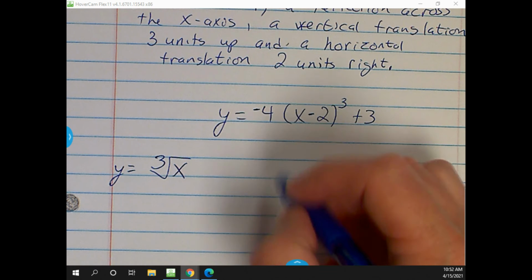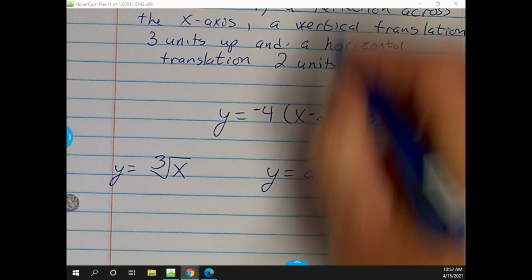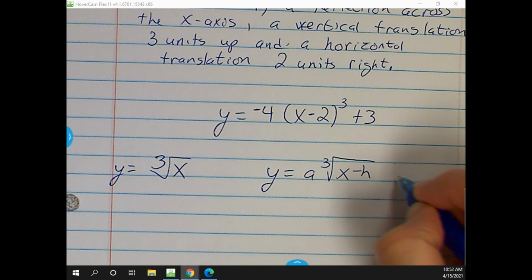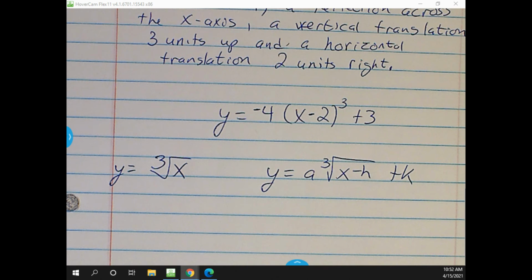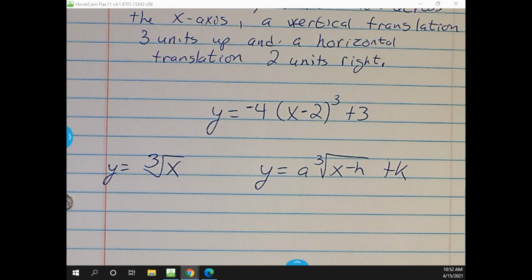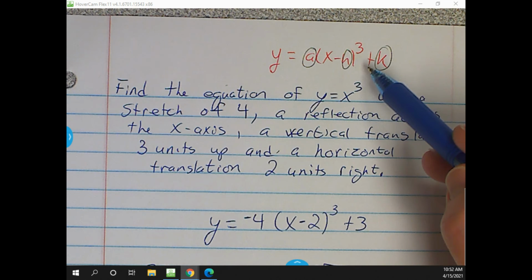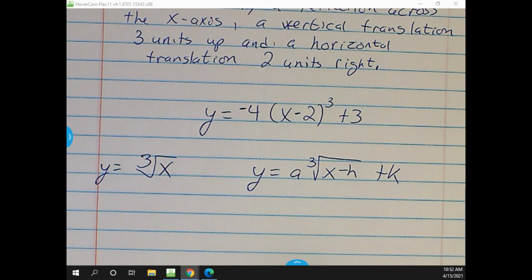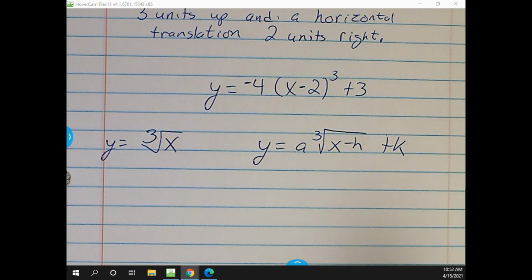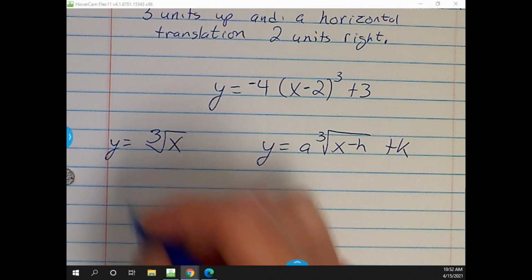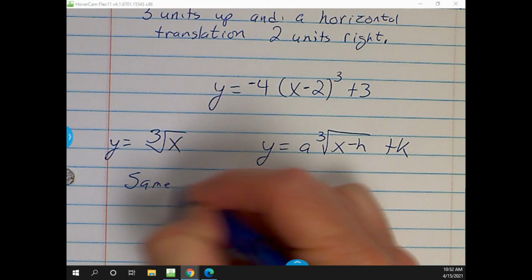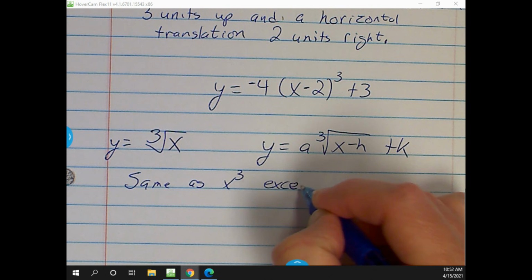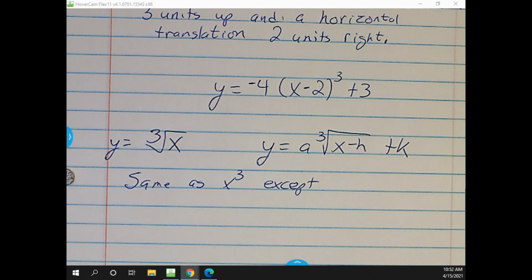It's basically the same setup as what we're doing up here for the x cubed. When we were doing x cubed, we had this. So if it's cube root of x, it's this one. It's the exact same graph. All the rules are the same. Everything's exactly the same setup. So it's the same as x cubed, except the graph is more horizontal than vertical.